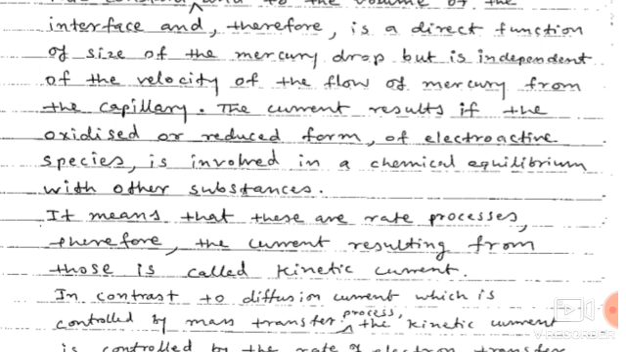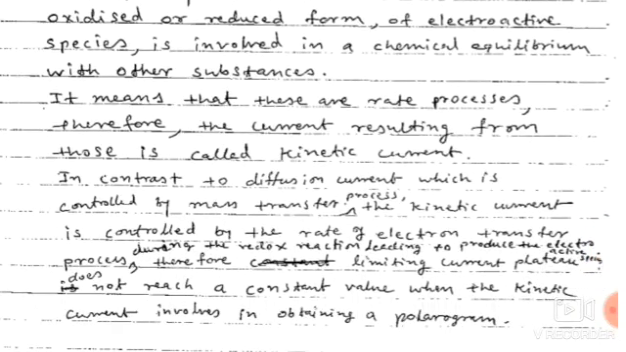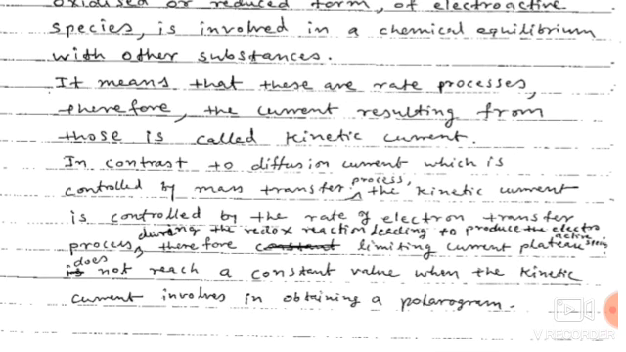So we get the kinetic current when the oxidized or reducible form of the electroactive species is involved in a chemical equilibrium with other substances, and only then. It means that these are rate processes, therefore the current resulting from those is called a kinetic current. Because it is related to the rate processes, we can call this a kinetic current.